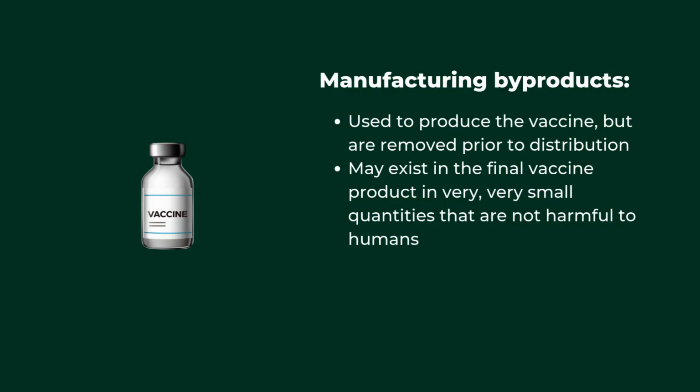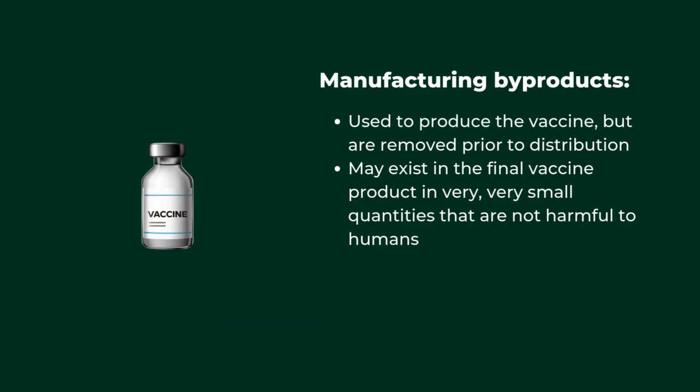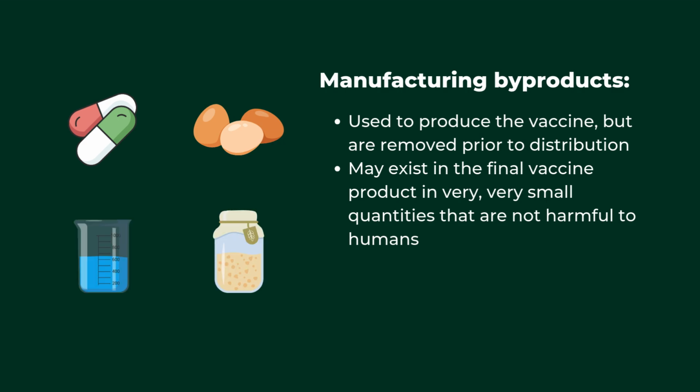During the vaccine manufacturing process, some ingredients are used to produce the vaccine but are removed prior to distribution. These ingredients may exist in the final vaccine product in very, very small quantities that are not harmful to humans. Antibiotics, egg proteins, formaldehyde, and yeast are examples of manufacturing byproducts.